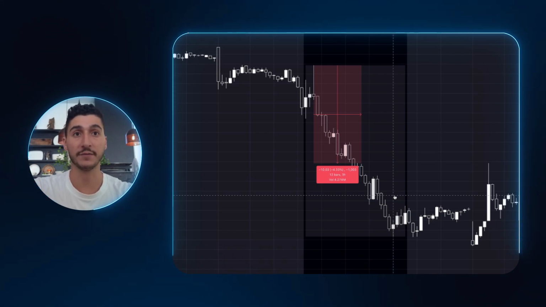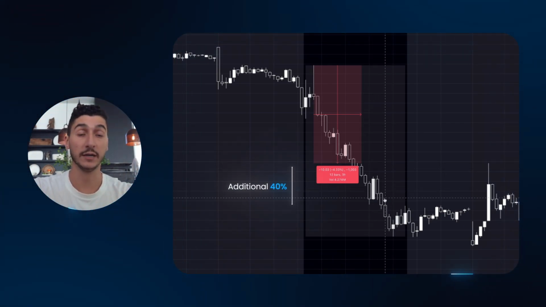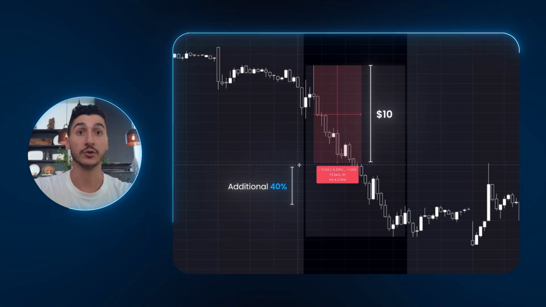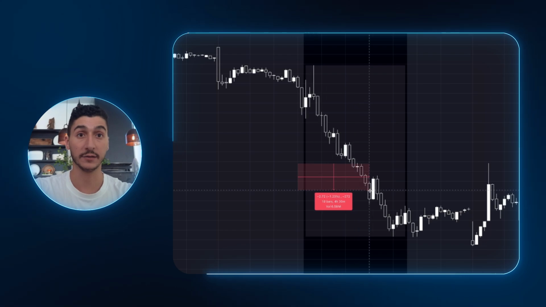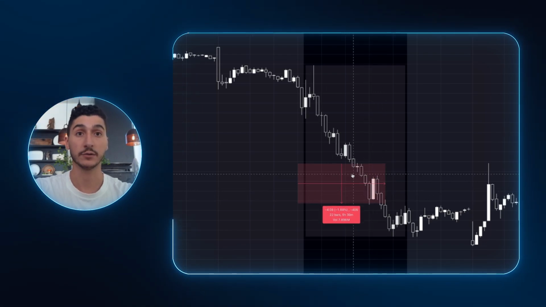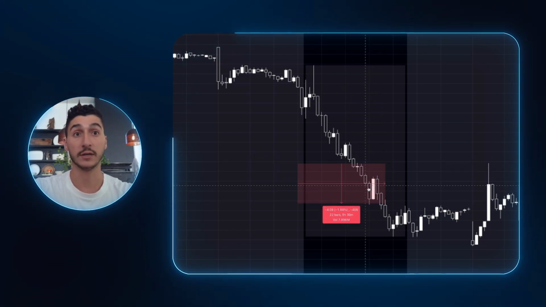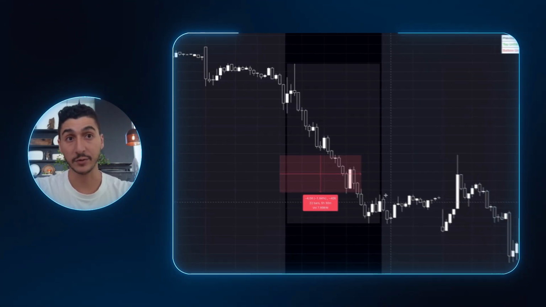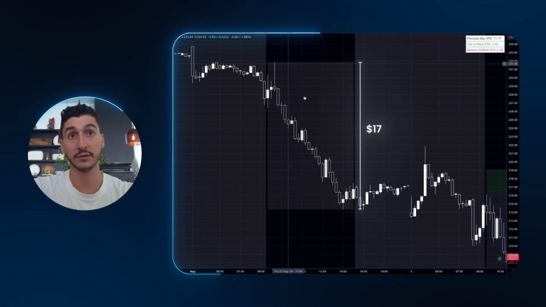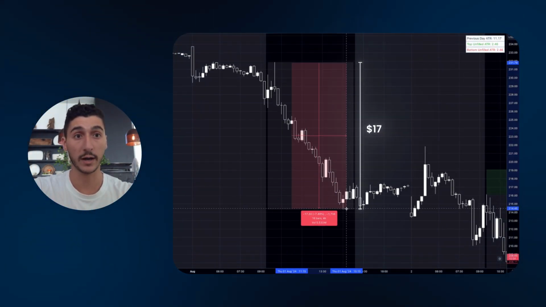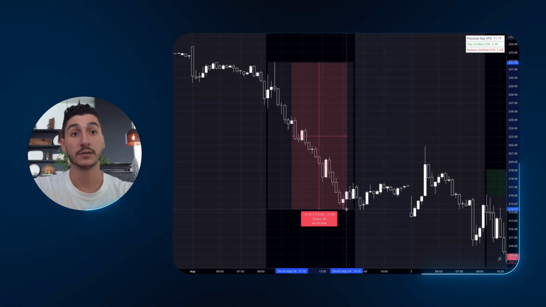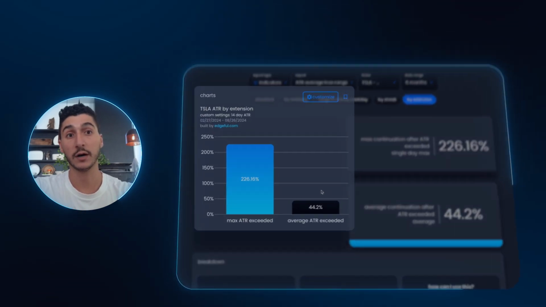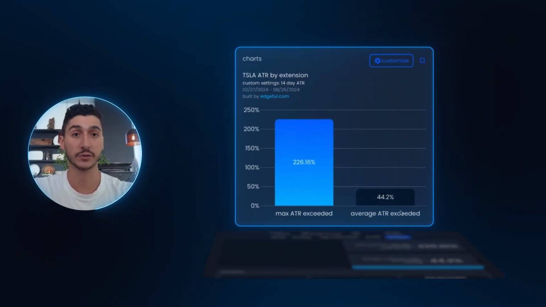Now, where do you put your profit targets? Typically, you're going to see an additional 40% in addition to the $10 ATR. So you'd want to put your profit targets in this area right here. You can set your profit targets here and leave runners beyond it. Now, you're never going to catch the entire move. So this did continue down for a $17 move total, which is a wild day for Tesla, 7.5%. But this report helps you understand where to set the most profitable targets.